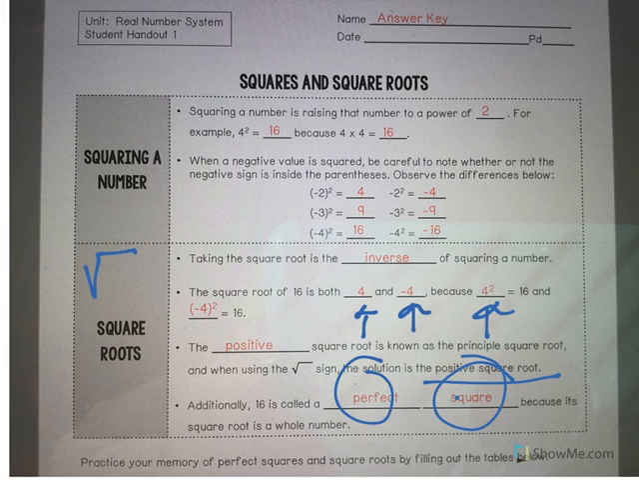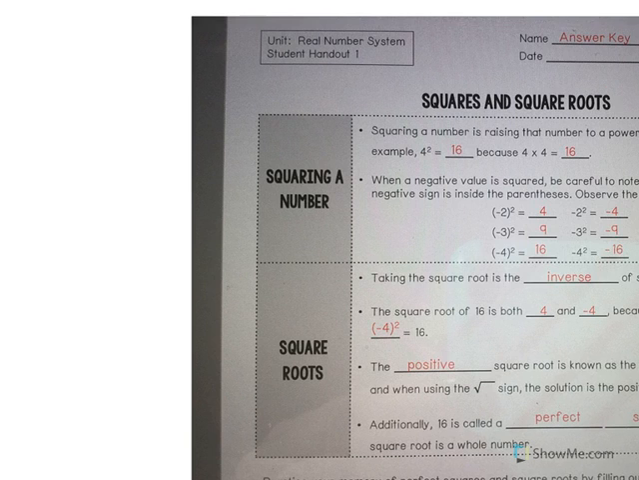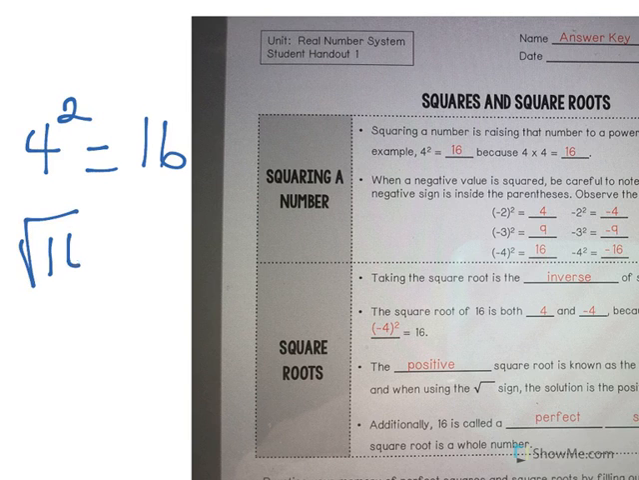Okay, whoa, so much information right there, but let me break it down for you really quickly. Okay, so when I talk about inverse, that just means they're opposites, right? So 4 to the power of 2 equals 16. But square root of 16 equals 4.